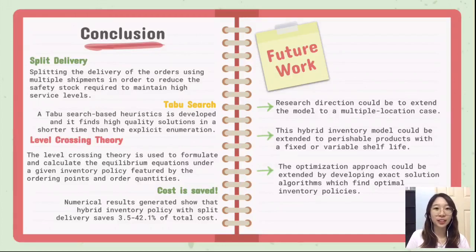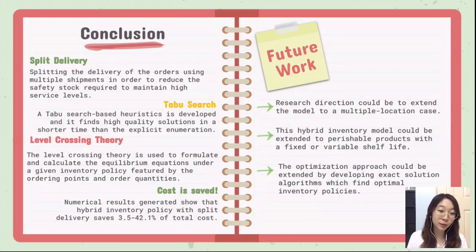Finally, we have come to the conclusion. So first, we learned that split delivery is a technique of splitting the delivery into multiple shipments in order to reduce the safety stock required to maintain high service levels. Second, a taboo search-based heuristic is developed and it finds high-quality solutions in a shorter time than the explicit enumeration. Third, the level crossing theory is used to formulate and calculate the equilibrium equations under a given inventory policy using the ordering points and order quantities. Lastly, numerical results show that the hybrid inventory policy with split delivery saves 3.5 to 42.1% of the total cost.